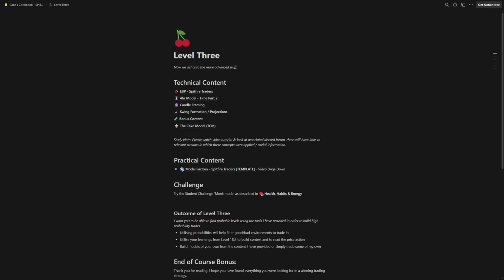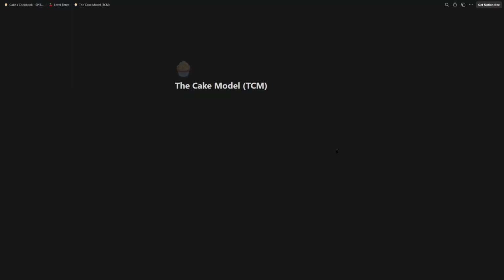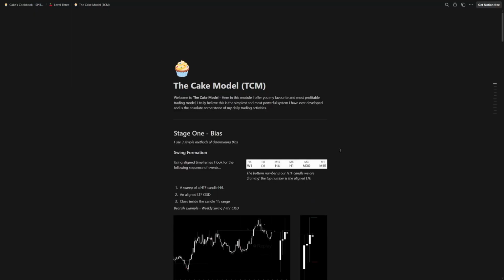Okay, welcome everyone to the latest module. We're going to be covering the cake model. So you can find this in level 3 of the cookbook. And here it is. So, welcome to the cake model.